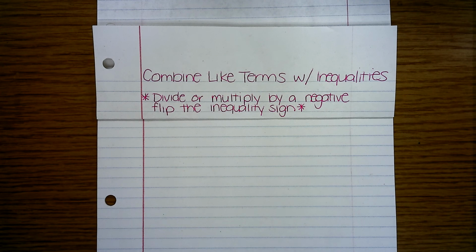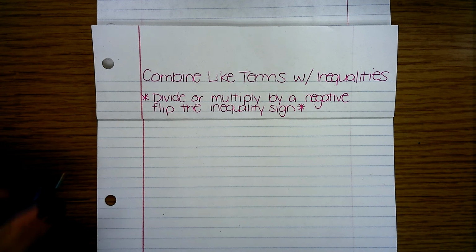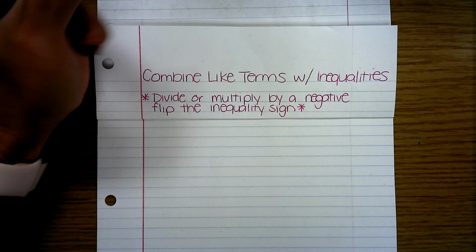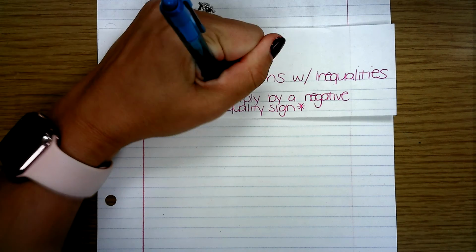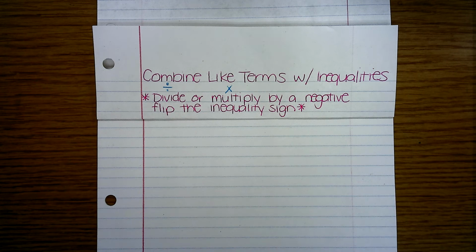Today we're going to look at combining like terms with inequalities, which is very similar to what we did when we looked at combining like terms with our equations. The only thing different is that we are going to now have to graph our solutions that we get at the end. But just as a little reminder, remember when you divide or multiply by a negative number, you have to remember to flip that inequality sign so you graph the correct solutions. So let's look at a couple examples together.